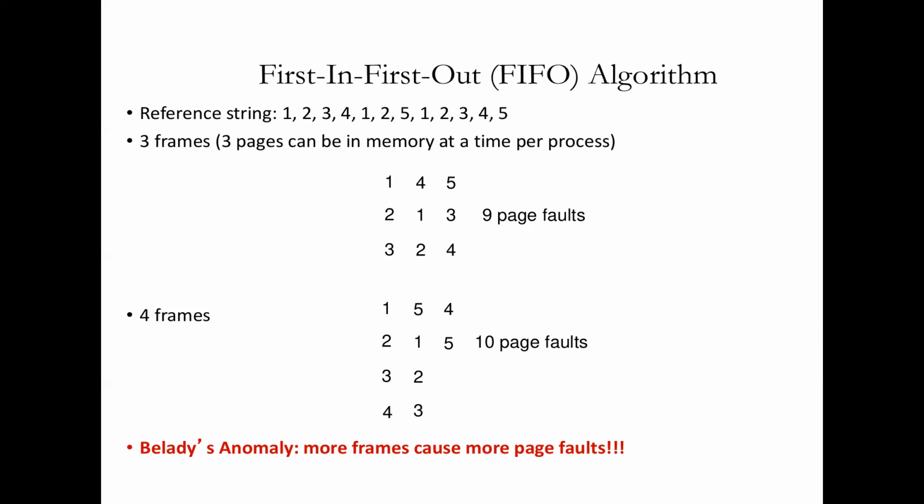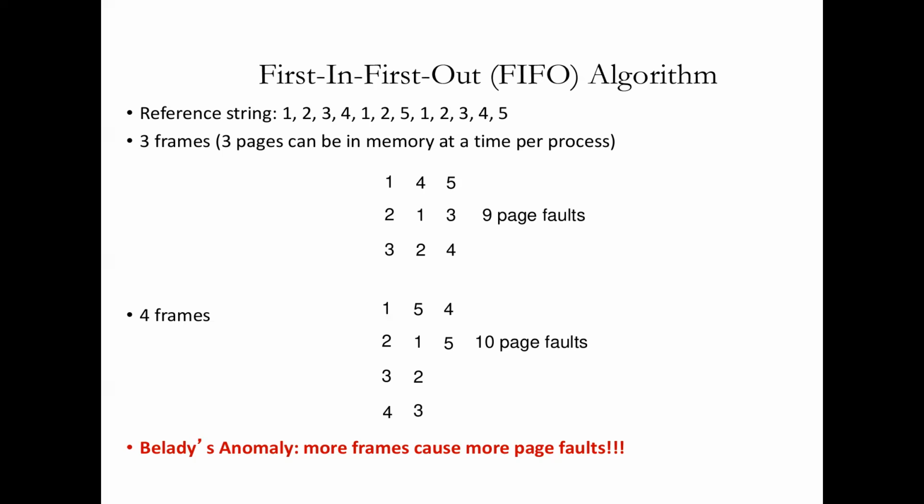So we increased the number of frames. We have 4 page frames, but we have more page faults in total. I can go through this example one more time, but you can see that it's one more page fault. So it means I'm having more memory, but it doesn't help me. It's actually making things worse.